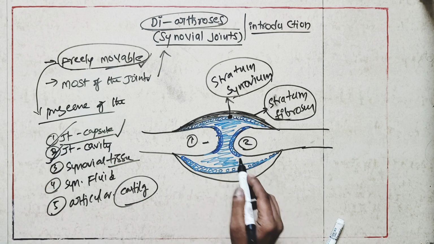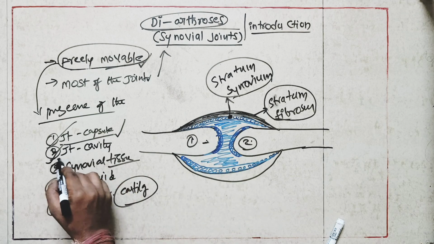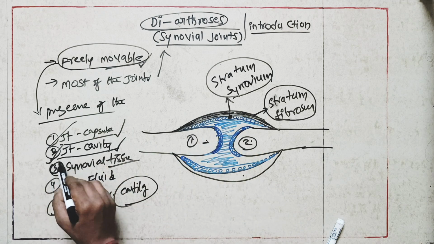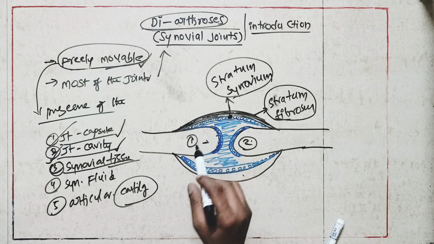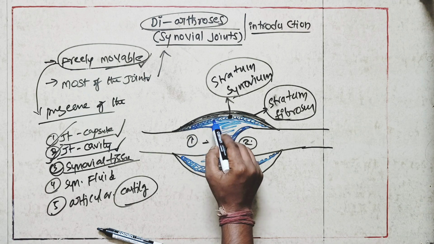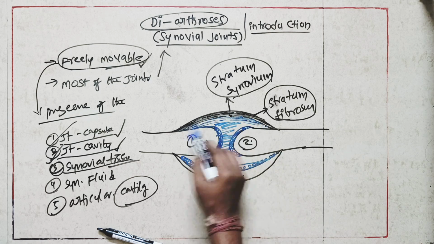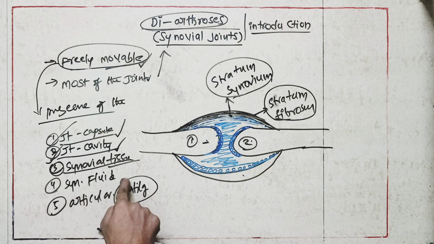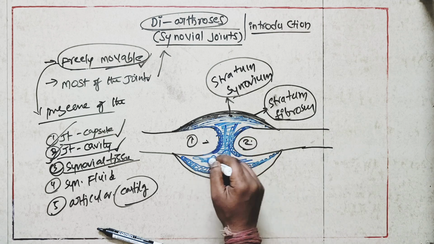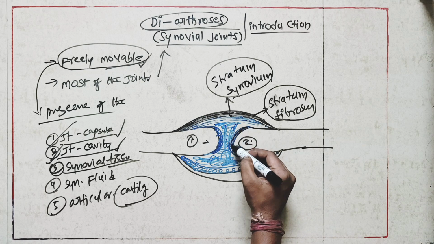So one point, the joint capsule is there. Second point, joint cavity. Between these two bones we will have some space, that is nothing but the joint cavity. How did we get the joint cavity? Because of the joint capsule. Next, the third point, synovial tissue, will be present over the inner layer of the joint capsule. Next one, synovial fluid will be present inside the joint cavity. Next one, articular cartilage. This is our articular cartilage.